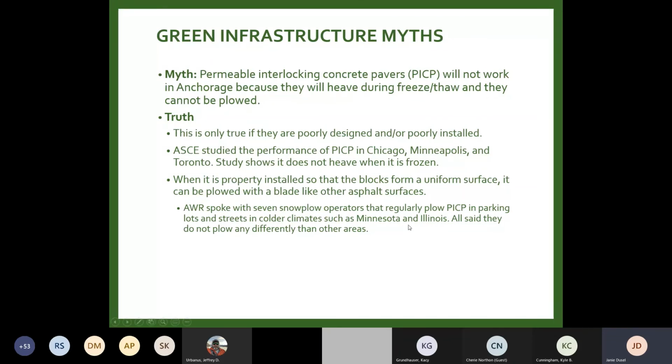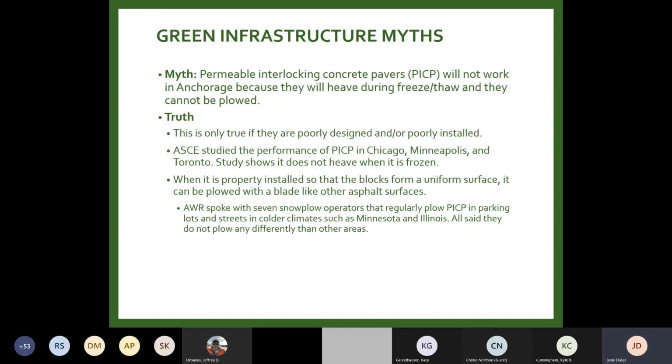So the other thing that we heard a lot is that you can't plow it, right? Because it's going to catch a plow blade, and even our sidewalks and plazas usually get plowed somehow in the winter because we get a lot of snow. So the truth is that's not the case. So as part of another project that we did, it was actually another project up in Fairbanks, we actually reached out to 7 different snowplow operators that regularly plow PICP.